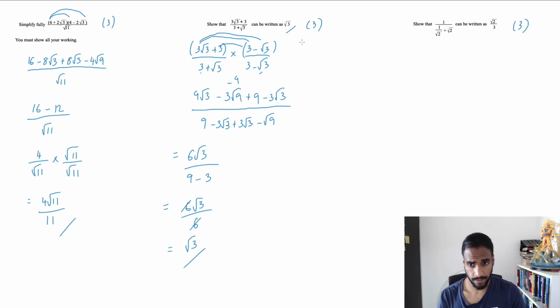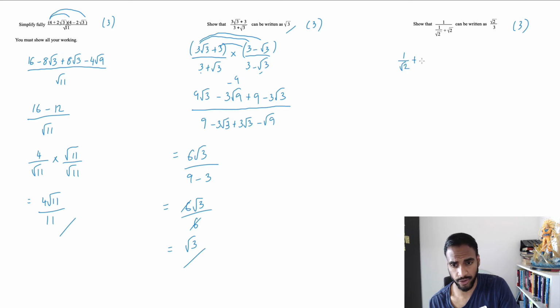And then the third one, now this looks a bit confusing, but it's really not. So all we need to do when we have a fraction on top of another fraction, right? Let's look at the bottom one, 1 over root 2 plus root 2. So we need to simplify that first before doing anything. So I'm going to put this as over 1.